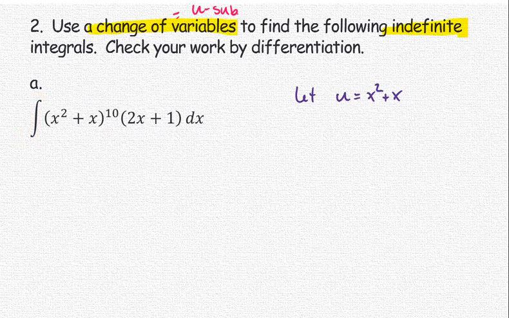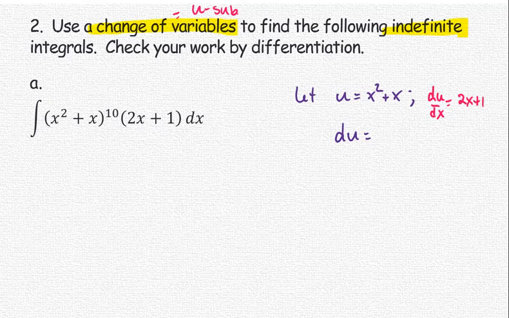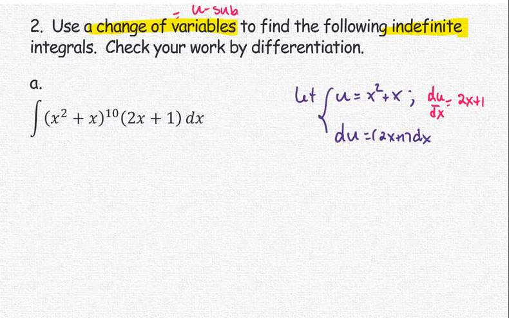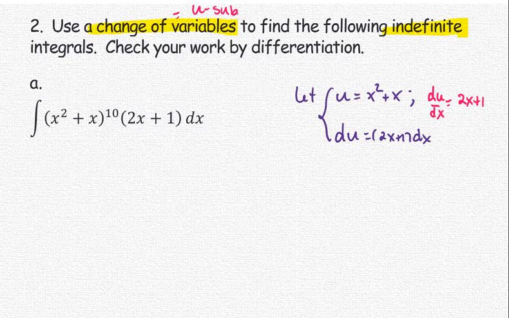And then find the differential du, which comes from the derivative. Put the derivative on the side here if you are not quite comfortable with the differential yet. So start with the derivative. The derivative of x squared plus x is 2x plus 1. Therefore, the differential du is 2x plus 1 multiplied by dx. What we need is the differential, not the derivative alone, as part of the substitution. We're going to need the u and du terms.